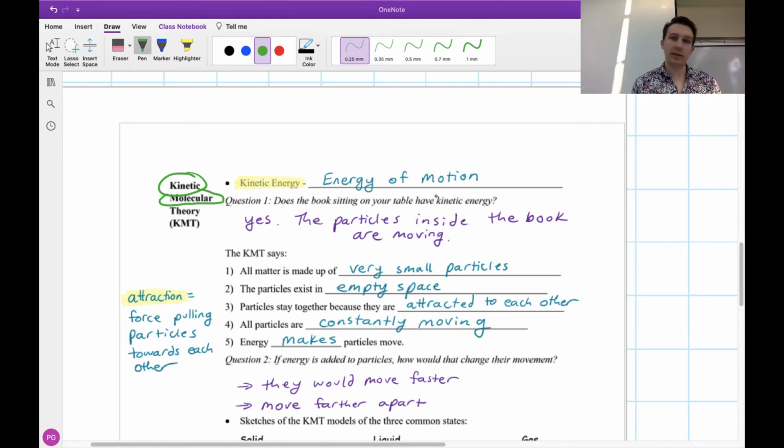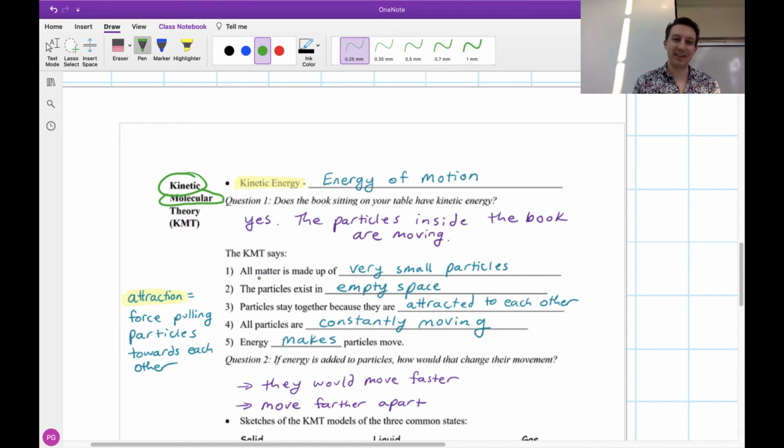So, does the book sitting on your table have kinetic energy? It does, actually. Even though you'd think, oh, it's sitting on the table, it's not moving, the particles inside the book are moving. So they're actually in there and they're shaking, they're vibrating just a little bit. Kinetic molecular theory explains this.